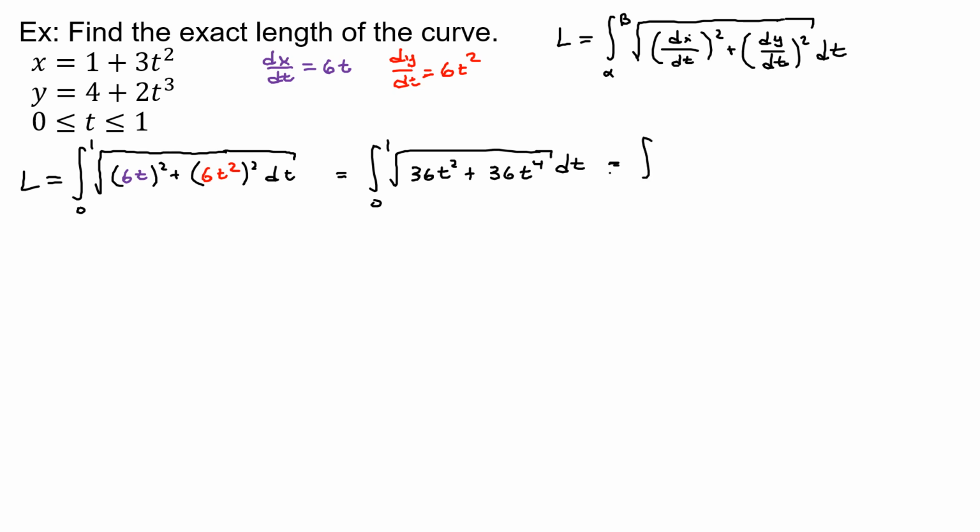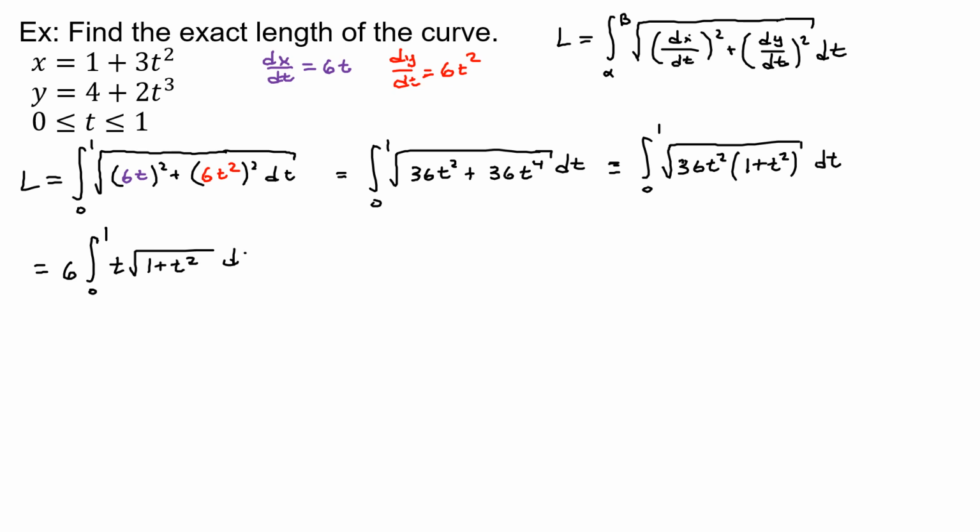You might notice that there is a 36t squared in common that we can factor out. I'll end up with a 1 plus t squared left over, which is good because I can actually do the square root of 36, which would be 6. I'm going to pull the 6 out in front of the integral. The square root of t squared would just be t, and then I'll have a 1 plus t squared left over. Notice we're going between 0 and 1 on our integral, so we don't need a plus or minus when we take the square root of t squared. Between 0 and 1, t would be positive anyway.